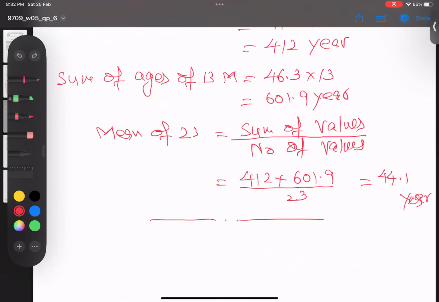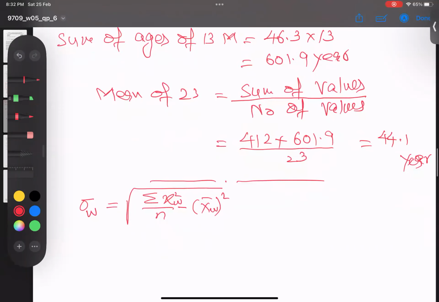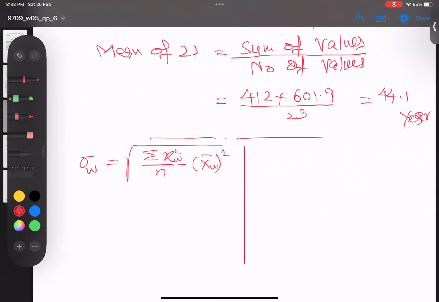Basically, all of you know the deviation formula. The basic formula is root of sigma x square by n minus mean whole square. But I want to write it for women, so I write W here, here and here. Same approach, I will write the formula for the men: sigma men equals root of sigma x square of men by the number of men, minus the mean of all men.